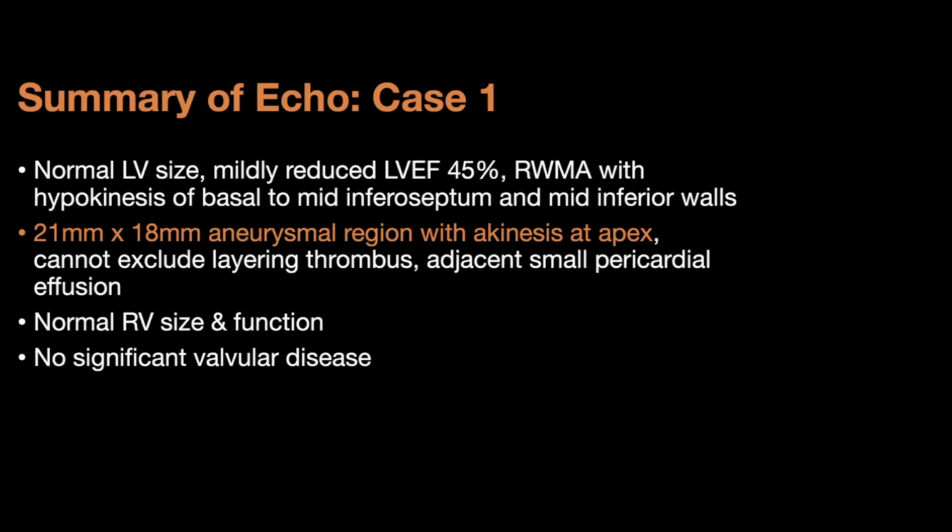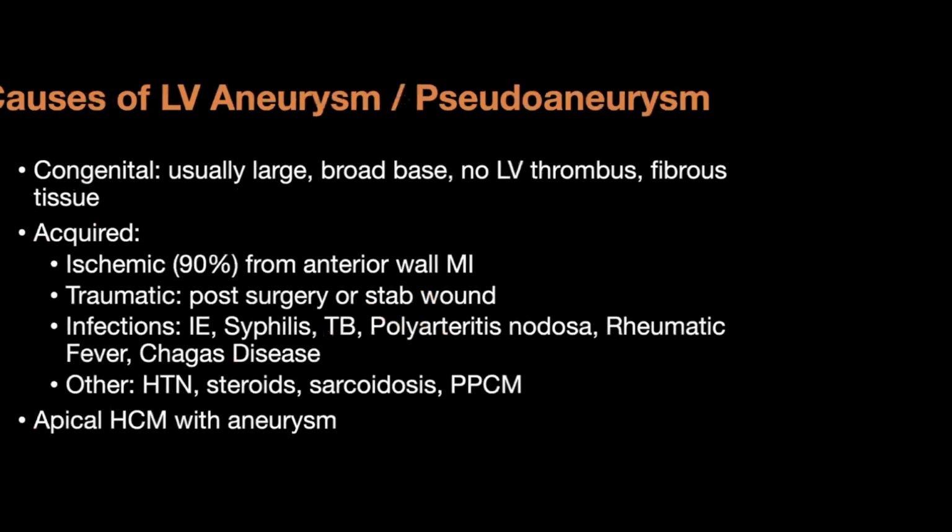There's a small adjacent pericardial effusion, and they did not use contrast in the study, and there was no significant valvular disease. So this was considered an LV aneurysm, and just to review briefly some pertinent points. There's true aneurysm and false aneurysm, what we call pseudoaneurysm, related to the number of wall layers involved. In terms of differential, apical HCM with aneurysm is the most likely diagnosis, which it was in this case. But there are other things to consider.